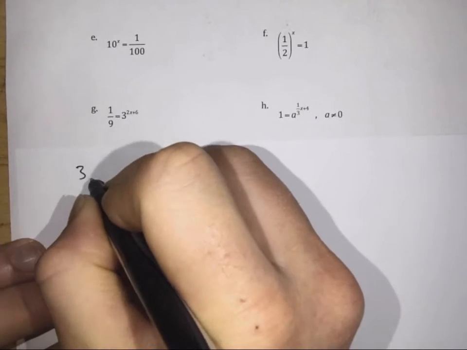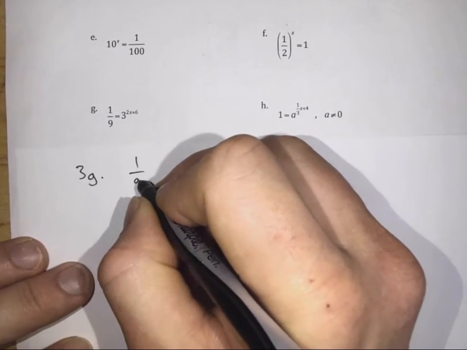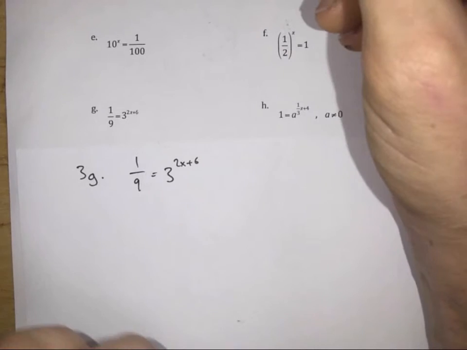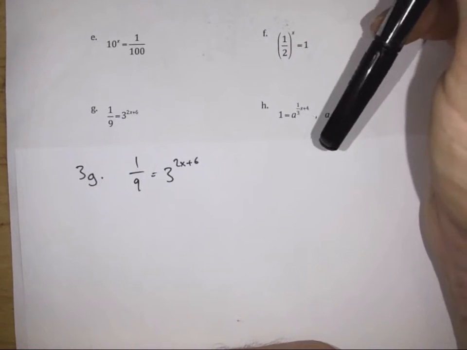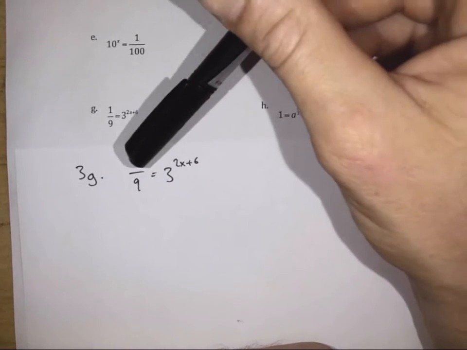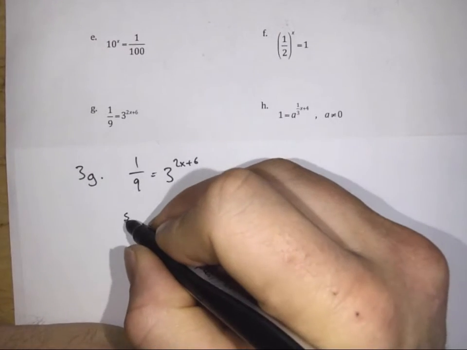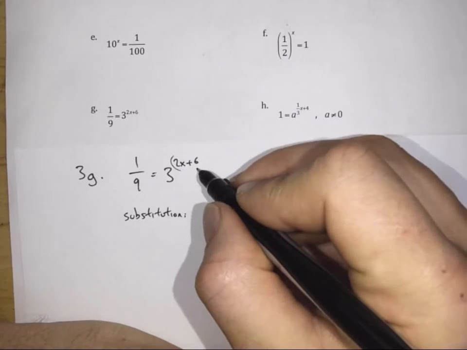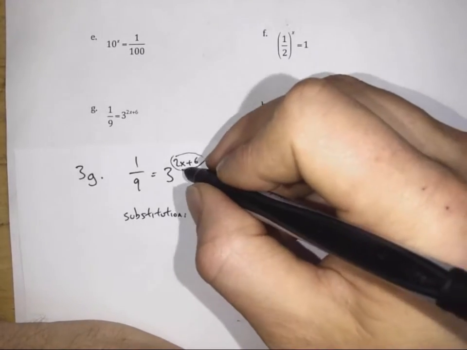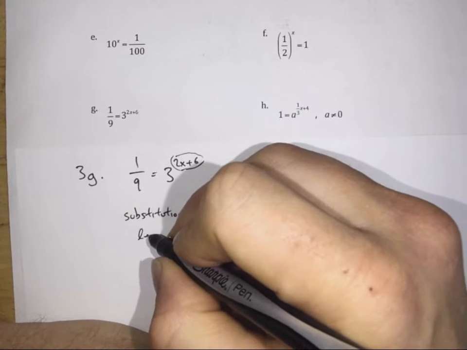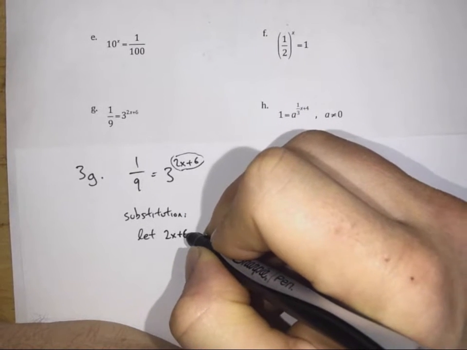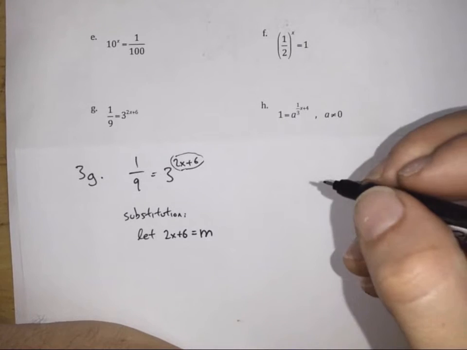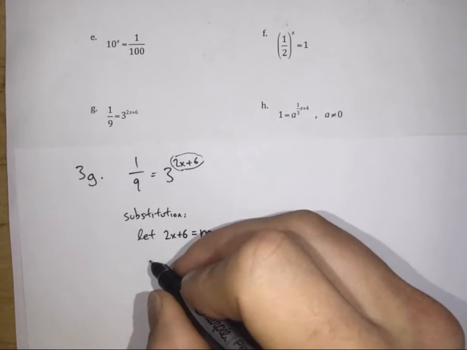So let's start with 3G. 3G says, okay, I've got 1/9, and that's equal to 3 raised to 2x plus 6. And how are we going to solve that? So what I can do for this question to make it simpler is I'm going to do a substitution. I'm going to write it as a simpler problem first. Let's take that whole messy, gross exponent and simplify it. Let's let 2x plus 6 just equal, I'll choose some other variable, I'm going to choose m. M for Mr. Roberts.